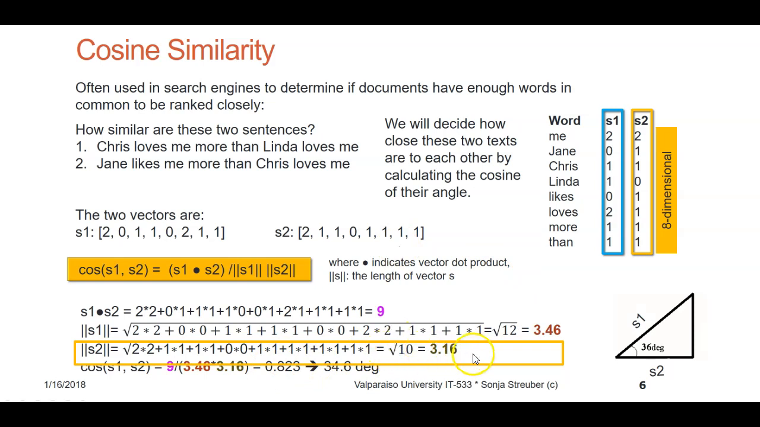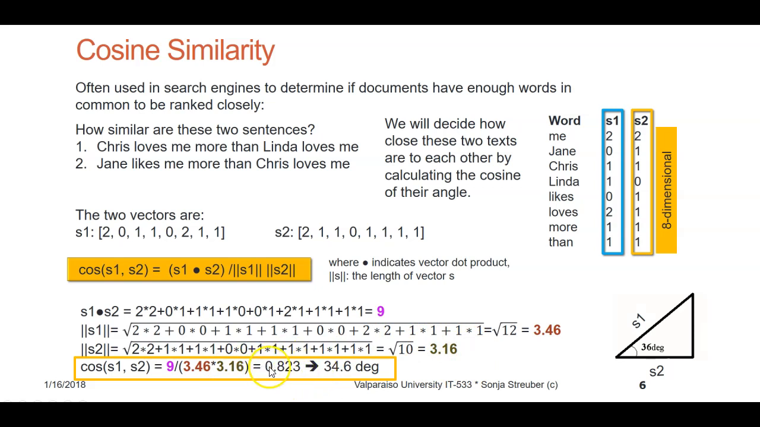We take the square root of that, and that is 3.16. So now we can calculate the cosine of these two vectors. That means we apply the formula here, right? Our dot product is the purple 9, and then we divide that by the length of vector 1, which is 3.46, multiplied by the length of vector 2, which is 3.16.